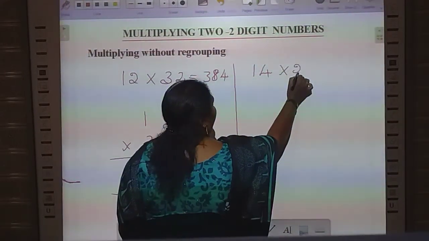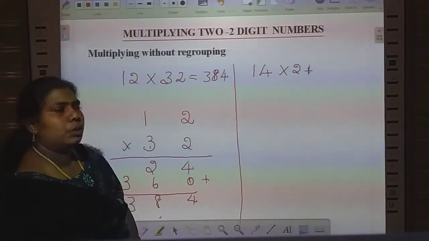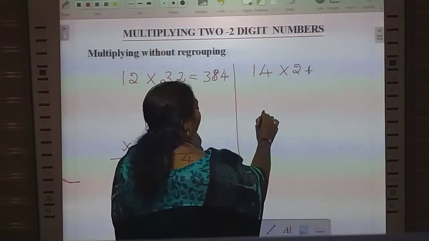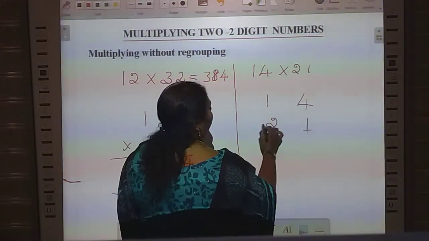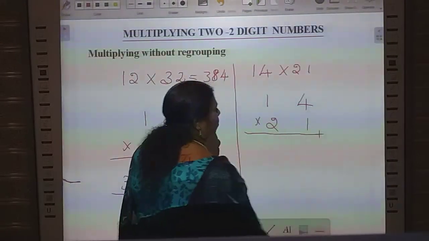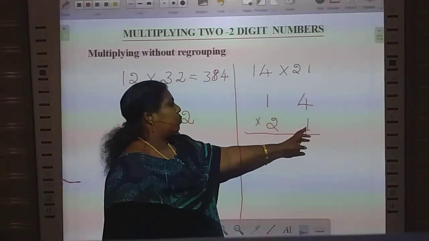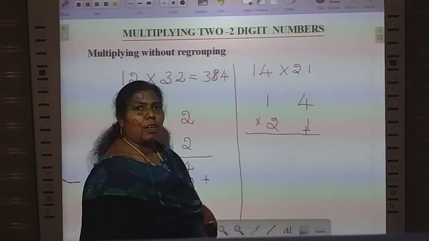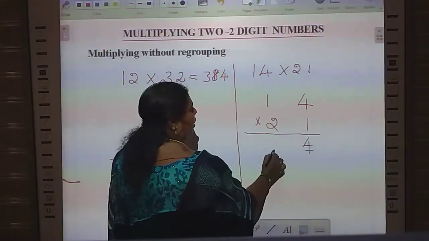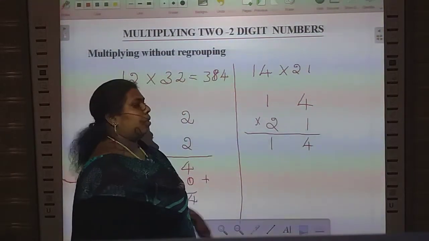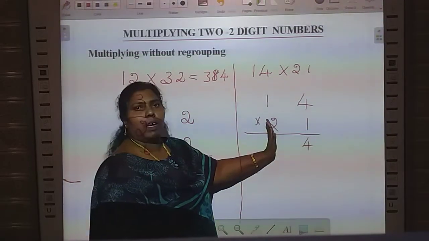14 into 21. Okay, 14 into 21. Multiply 14, then 21. First, you have to use the ones place in 1. Okay, this one, 1 time 4 is how much? 4 only. Then 1 time 1 is 1 only. The first one is over. Okay, first product we are getting. Now tens place we are going to multiply.